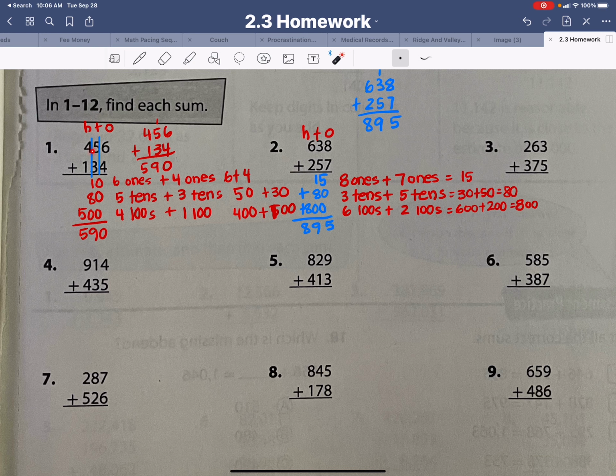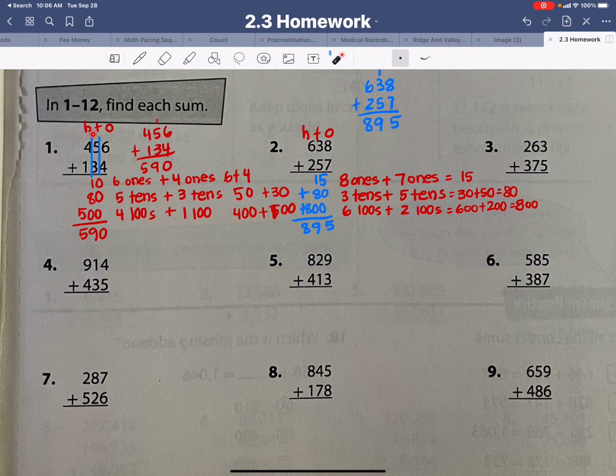Now I move to the tens place. I put 5 tens, which comes from here to here, plus 3 tens. So 5 tens is 50. 3 tens, that's 10, 20, 30 is 30. So 50 plus 30 is 80. And then we look in our hundreds place, and we've got 4 hundreds plus 100. So I wrote that here. 4 100s plus 1 100.